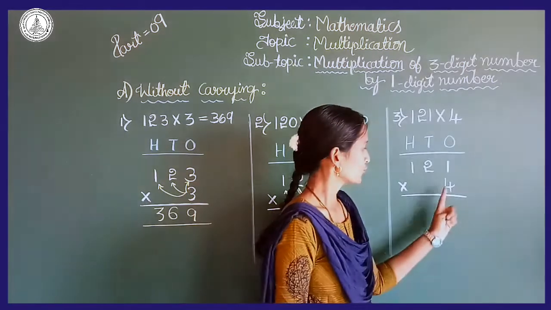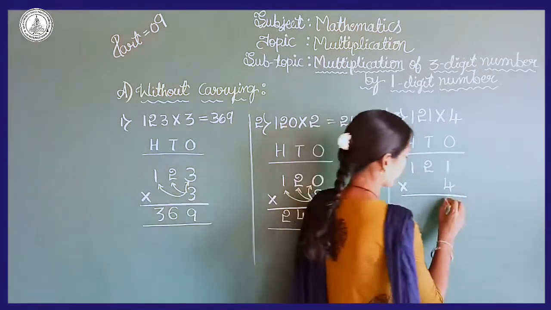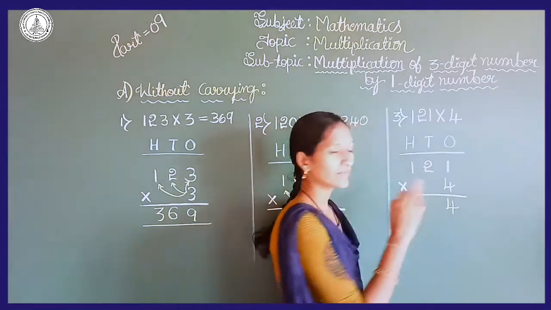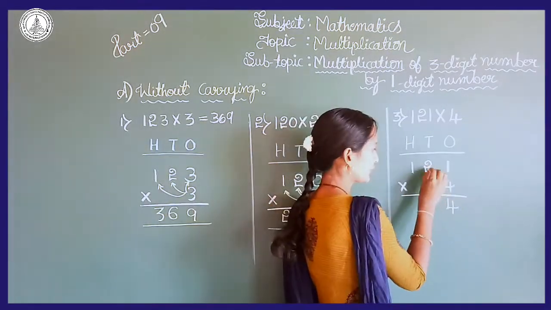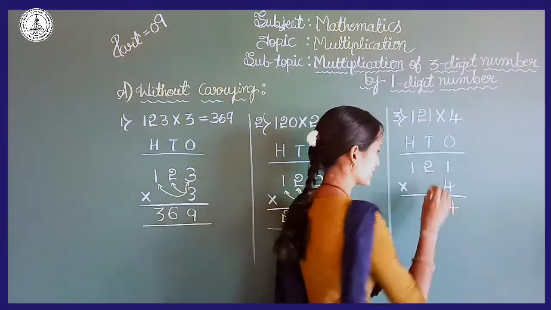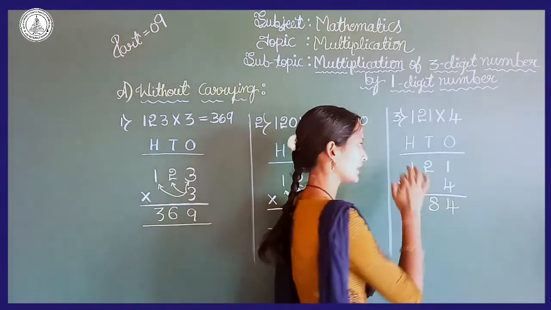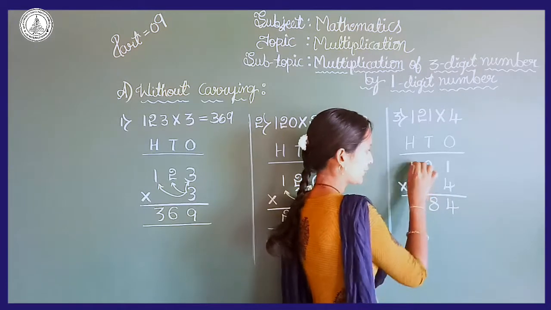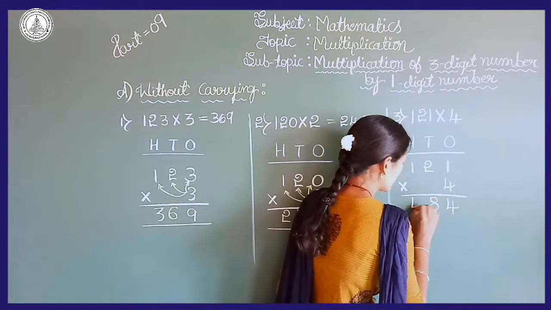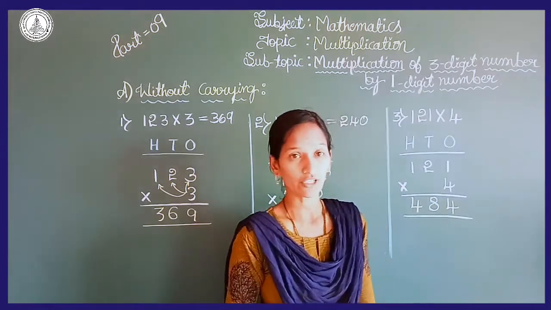So first step is 4 into 1. 4 into 1, it is 4. Write down here 4. The next, I will move to the next column, that is tens. See here, 4 into 2. 4 twos are 8. The next, come to the last column, that is hundreds. So 4 into 1. 4 ones are 4. So write down here 4. So which is our product? 484 is our product.